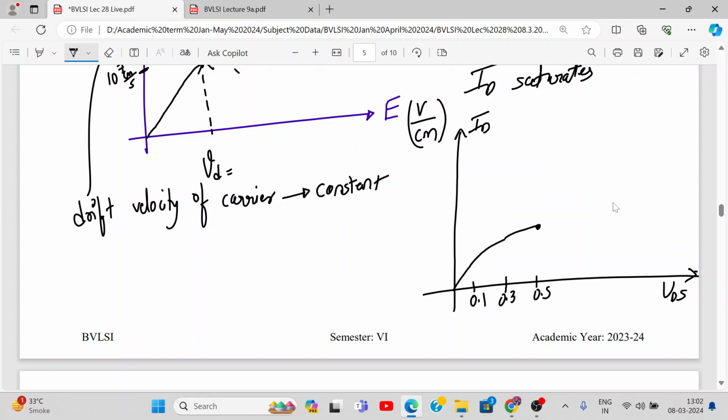So after this what will happen? At 0.8, what will happen now, tell me? It will remain almost constant and beyond. Even if you now apply 10 volts, it will be constant only. Okay, so this is what happens over here.